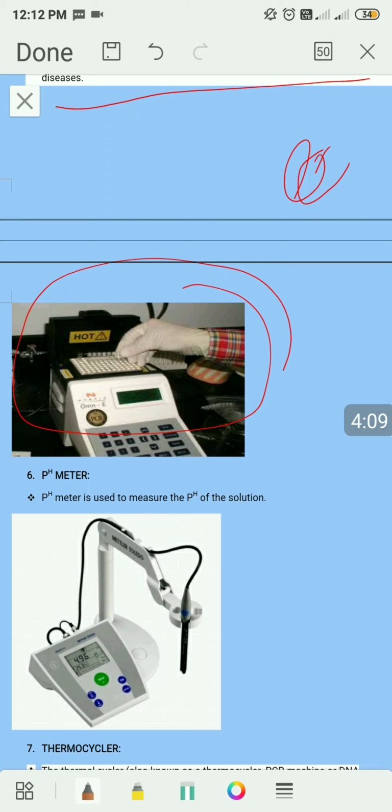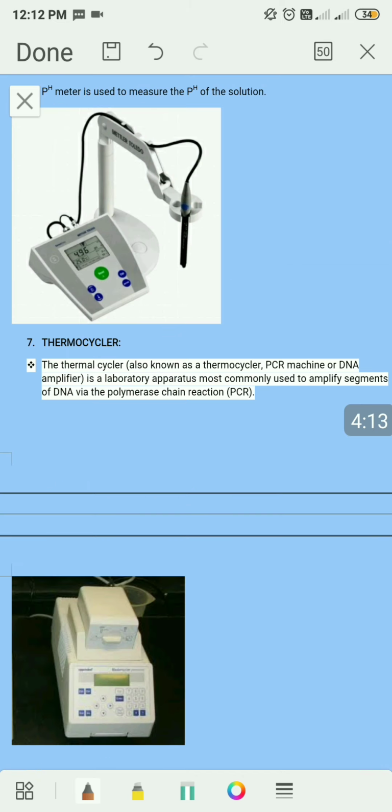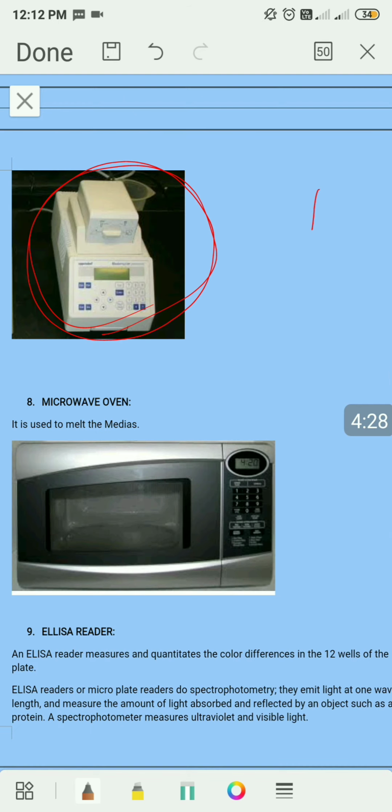And the pH meter is used to set the pH of the solution. The thermocycler, also known as a PCR machine or DNA amplifier, is a laboratory apparatus mostly used to amplify segments of DNA via polymerase chain reaction. And this is also a thermocycler, nothing but a PCR. Microwave oven is used to melt the media. For example, for gel electrophoresis, we need a microwave oven.